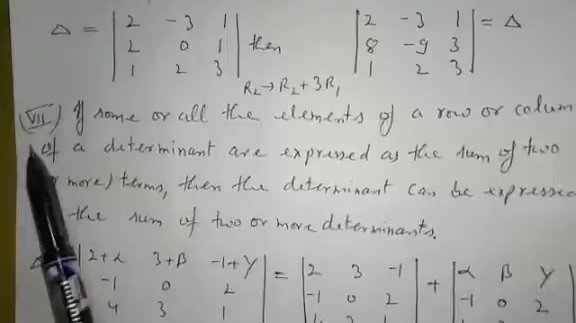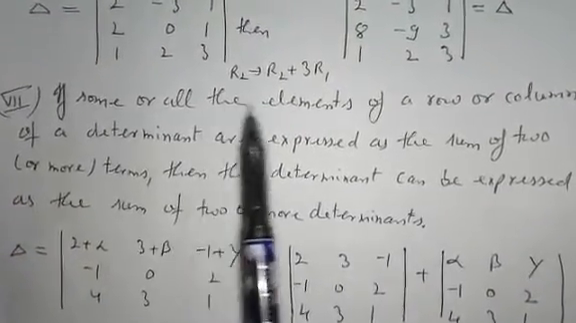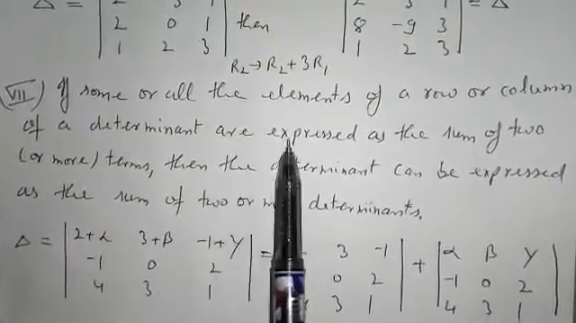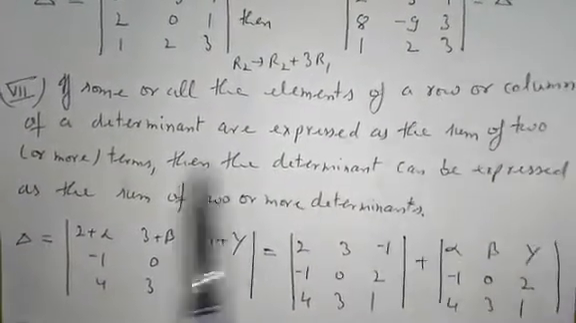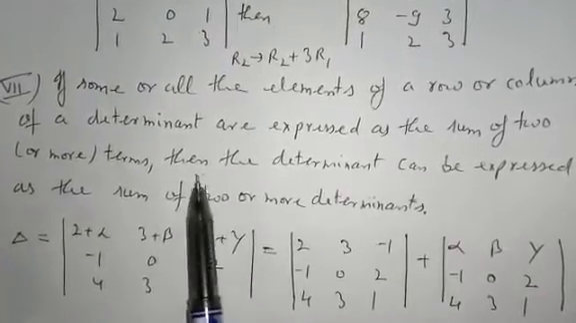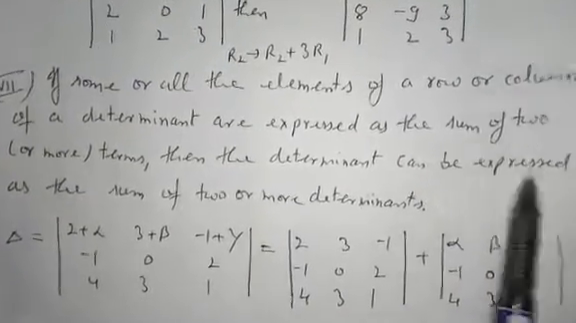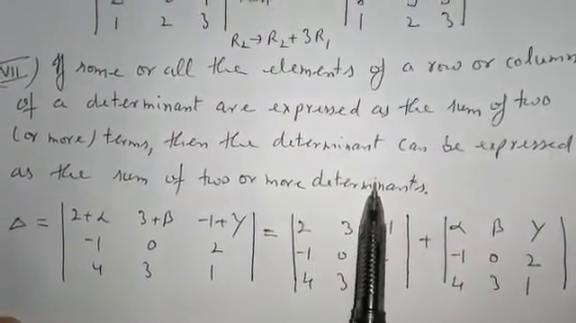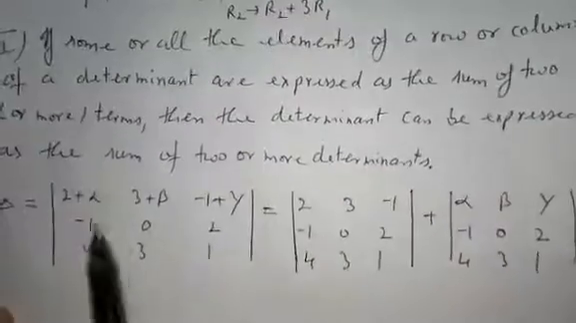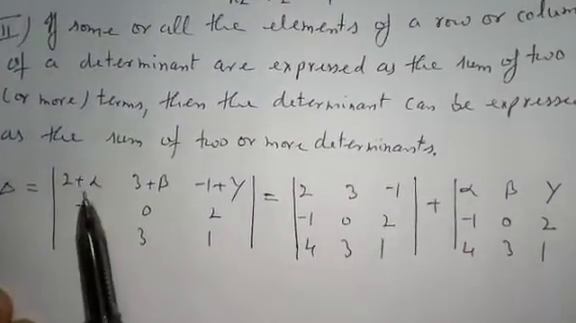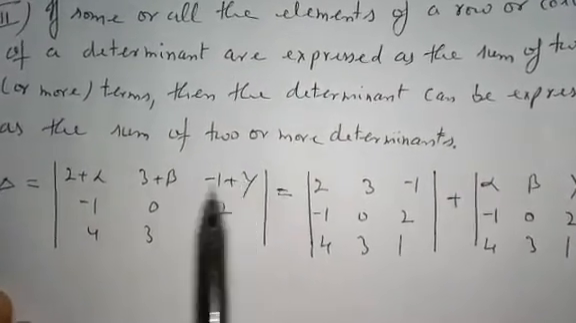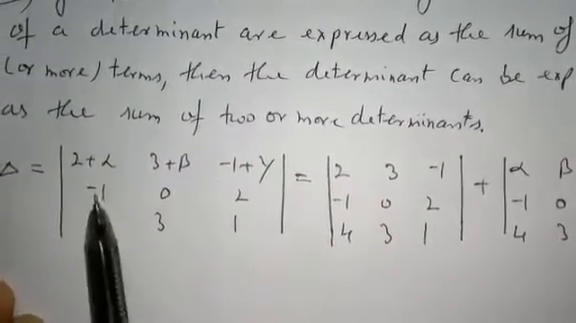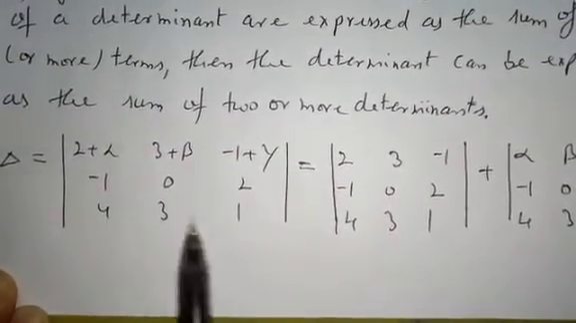Now seventh property: if some or all the elements of a row or column of a determinant are expressed as the sum of two or more terms, then the determinant can be expressed as the sum of two or more determinants. We are taking one example for this. In this determinant, in R1 there are double entries, the sum of two elements, and R2 and R3 have single elements.